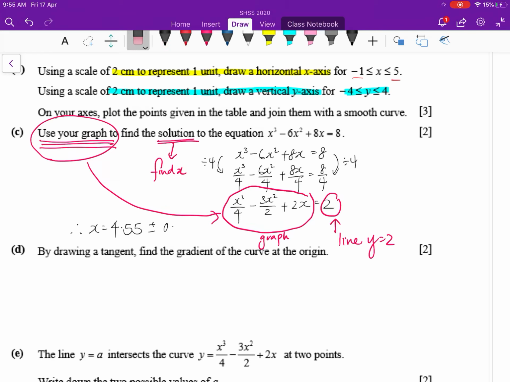I would say about 0.1. Not much. Okay, 0.2 is fine. But you can take a look at the answer sheet and see what is the leeway given to you. But I would say something around here.